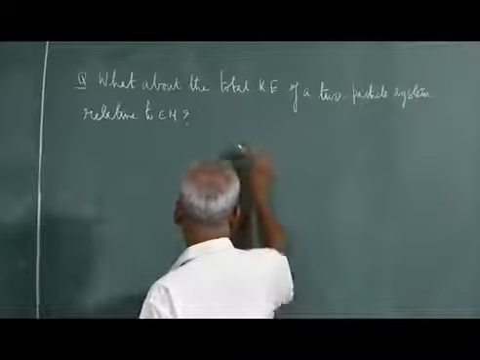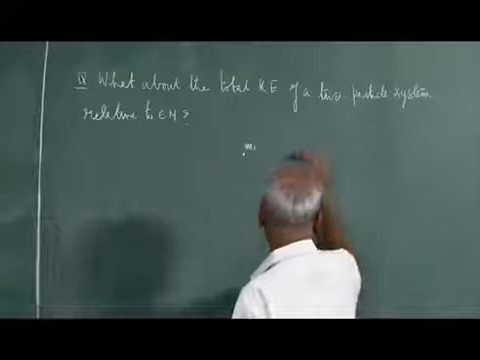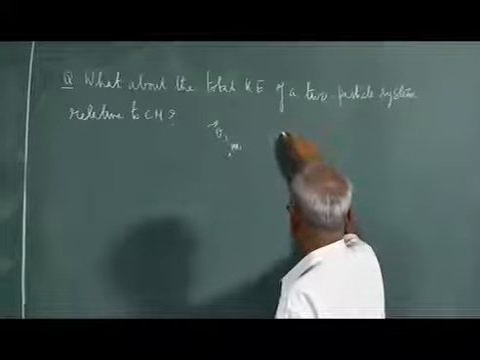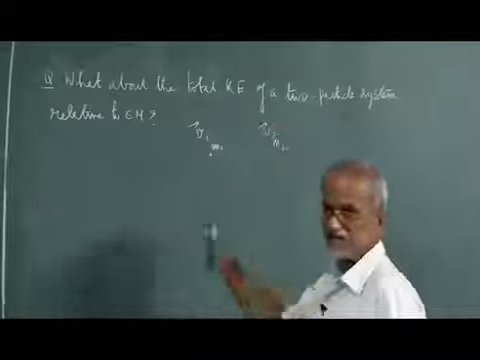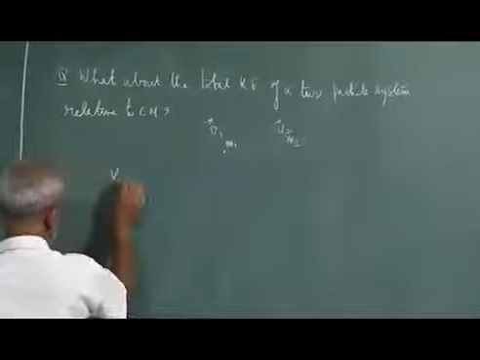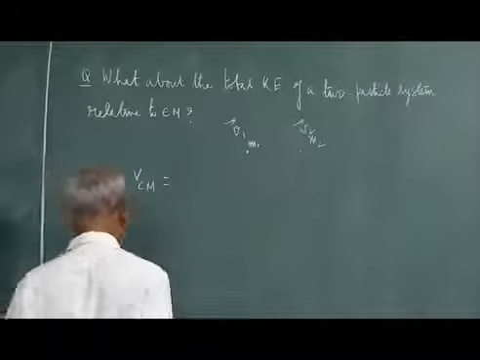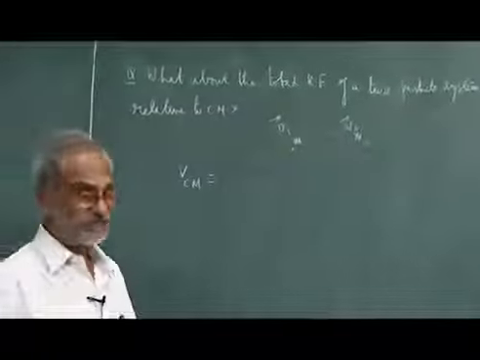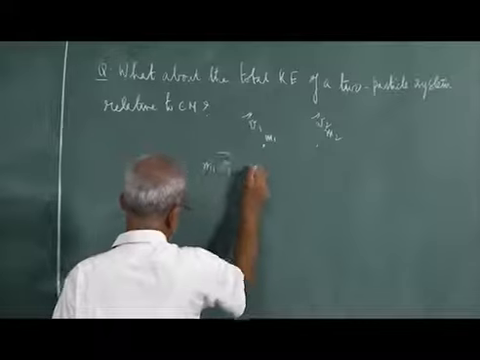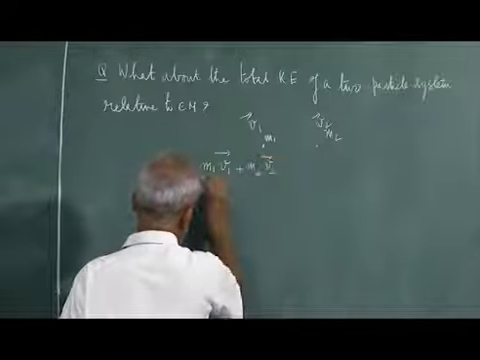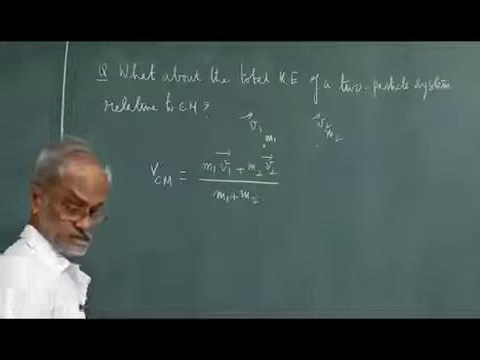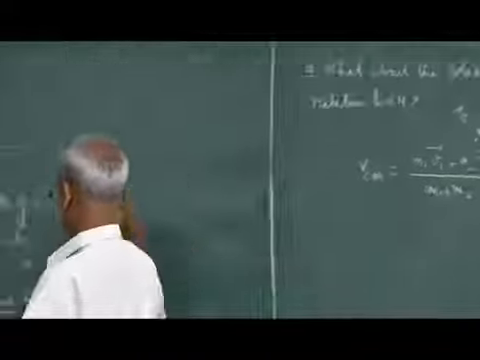I have two particles, m1 is the mass of the first, m2 of the second, and the velocity of the first is v1, and the velocity of the second is v2, with respect to a suitable coordinate system, let us say that. Then the first thing is, what is the velocity of center of mass? Velocity of center of mass is, we know this definition, we have been using it again, (m1 v1 plus m2 v2) divided by (m1 plus m2).